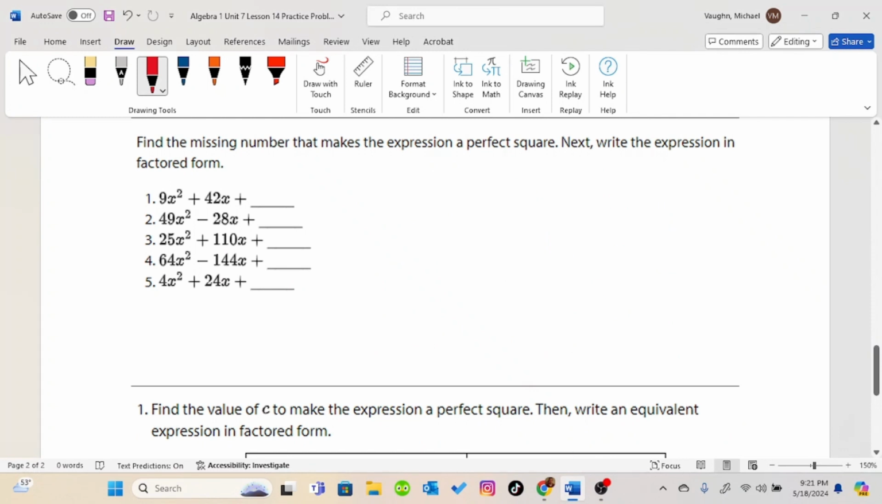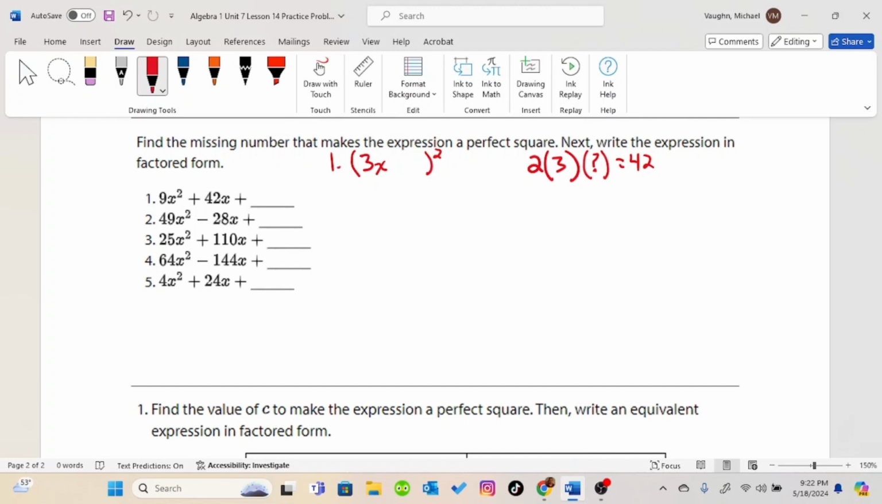Middle of page 2. Find the missing number that makes the expression a perfect square. Next, write the expression in factored form. So for number 1, I know that the square root of 9x squared is 3x. To find the missing number, I know that I would multiply 2 times 3 times something to get 42.